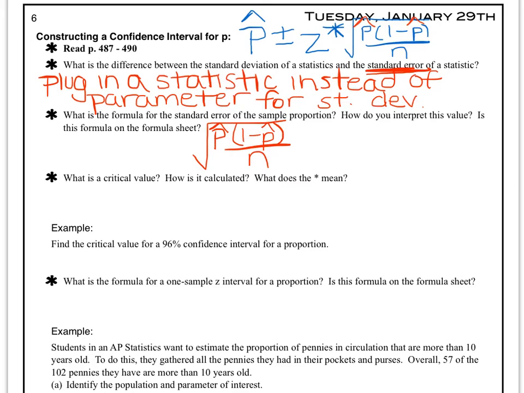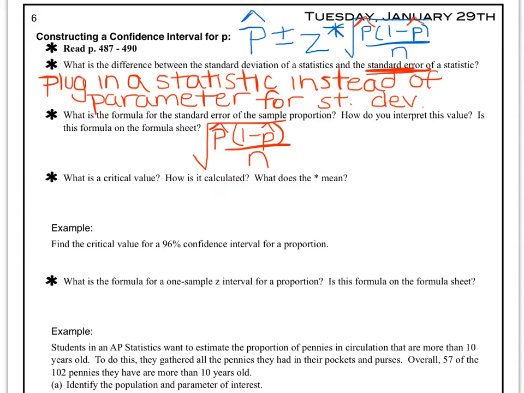This formula is not on the AP formula sheet. However, they do give you on the formula sheet the standard deviation of p hat, which is just this right here, but with p instead of p hat. So hopefully you will be able to see that one and say, oh, I don't have p, I only have p hat. I should plug p hat in for p.